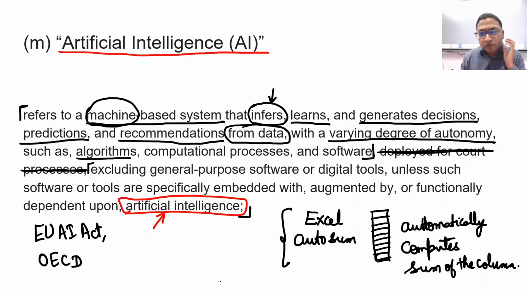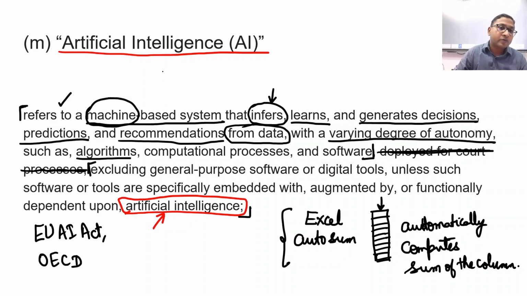So in the absence of a foolproof definition of AI, we try to do it using such exclusions, where we try to exclude general purpose software or digital tools unless such software or tools are specifically embedded with, augmented by, or functionally dependent on artificial intelligence. So if this was using some sort of artificial intelligence to compute AutoSum, then it would go into the inclusion, not the exclusion. But here, we don't want to call such a program, such a software, such an algorithm, AI. That's why we keep it in the exclusion. And then we say such a program should not have an embedded, augmented, or functionally dependent AI in itself, right?